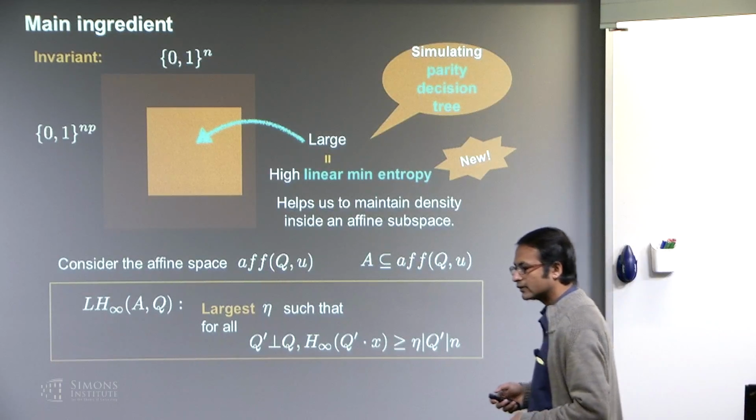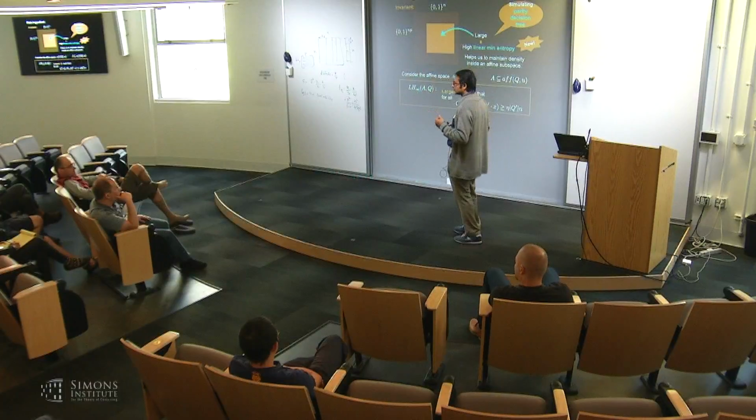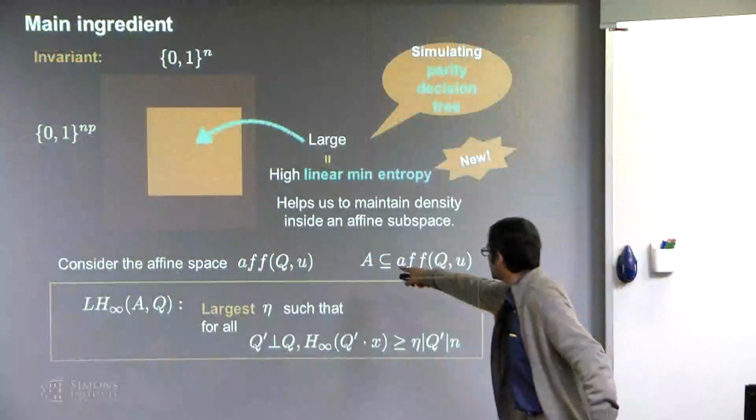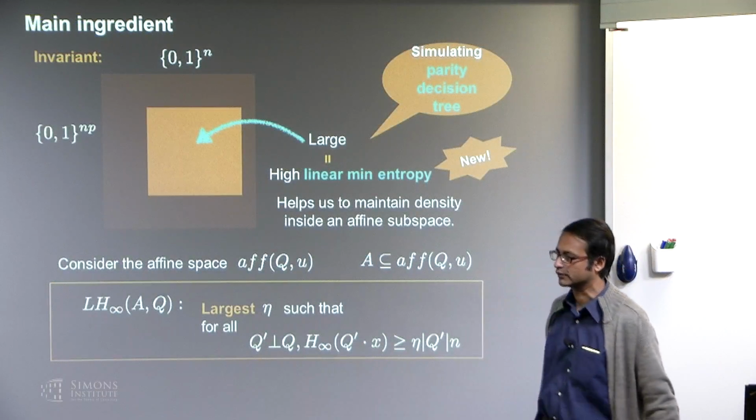Sorry, so U is a matrix? U is a vector. Okay, but then Q times... So for every x in A, Q times x is equal to U.